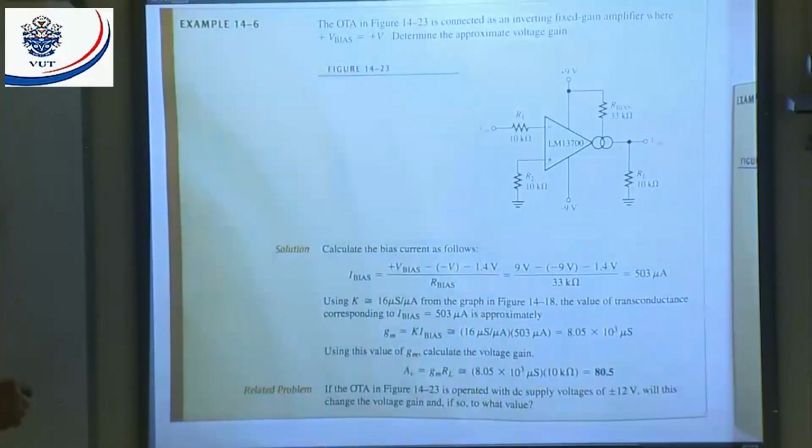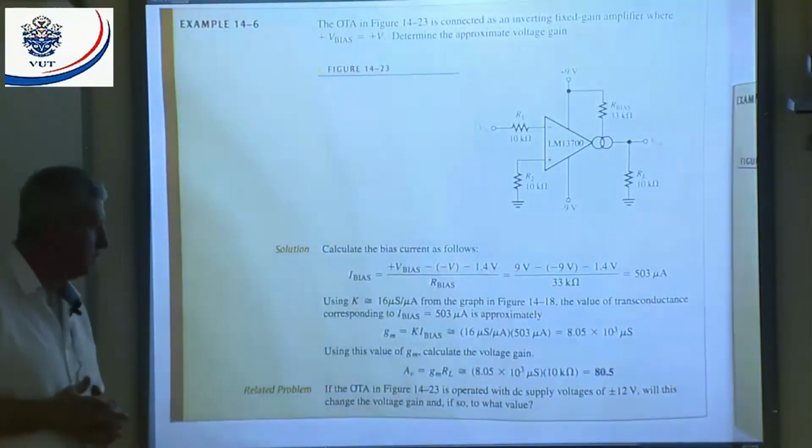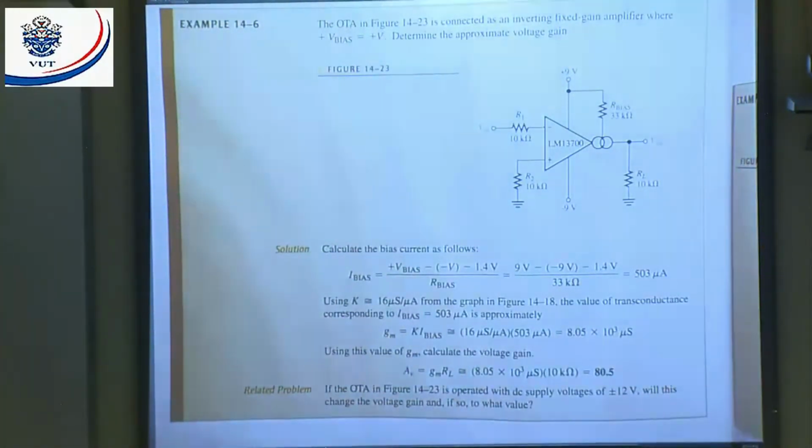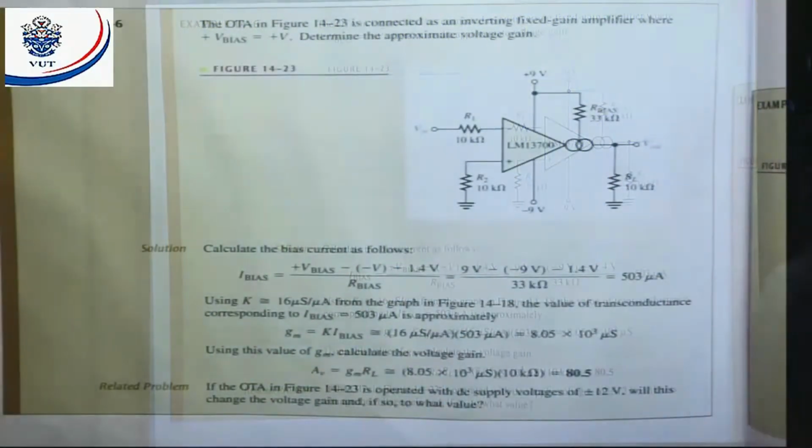They say using the value of GM to calculate the voltage gain, AV is GM times RL, and that will give me a voltage gain of 80,5. Everybody happy? All right. If you're happy, I'm happy. Let's move on.